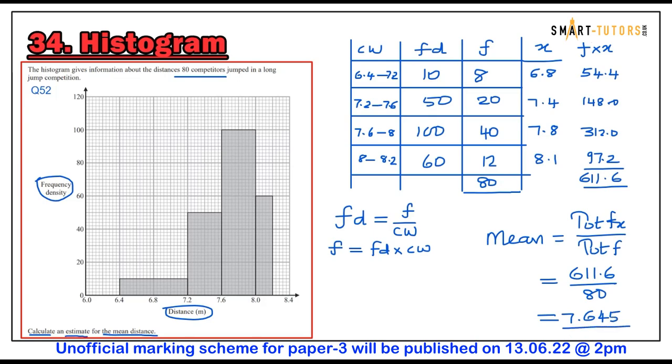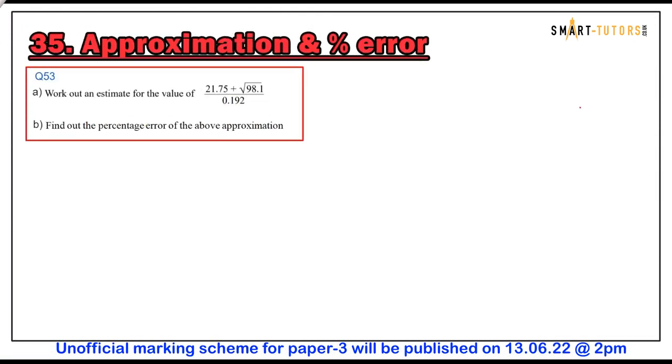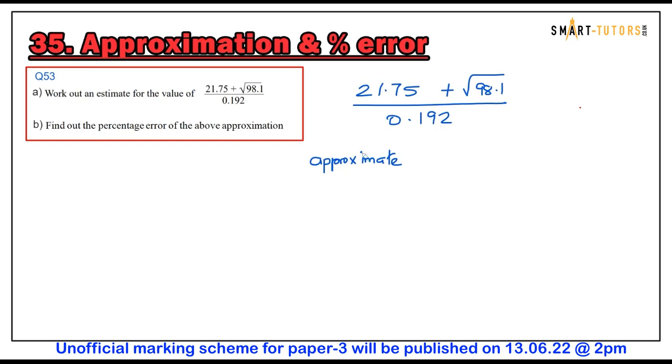7.645. That is the end of the histogram topic, and we have one more topic to explain: approximation and percentage error. Question number 53: work out an estimate for the value of this. Estimate means you can estimate to a whole number or whatever you like. I'm going to call this the approximate answer.